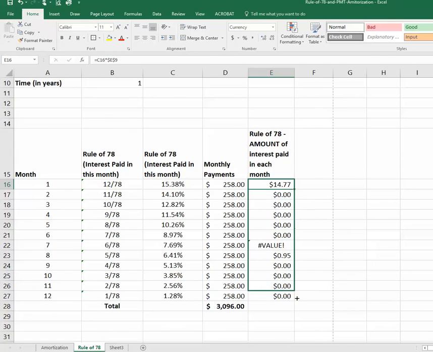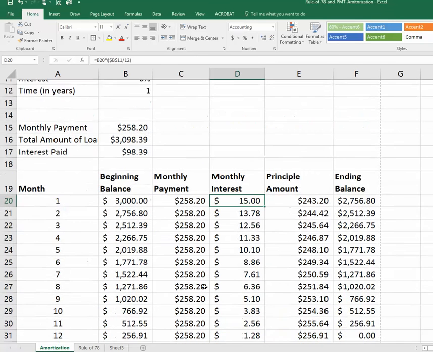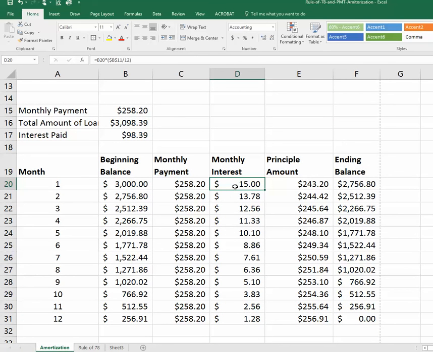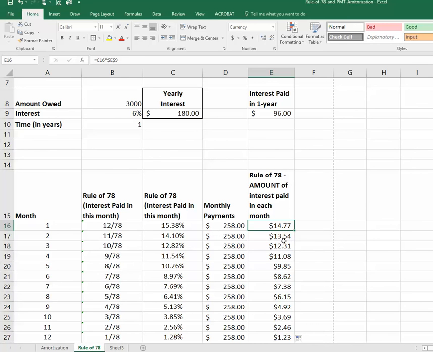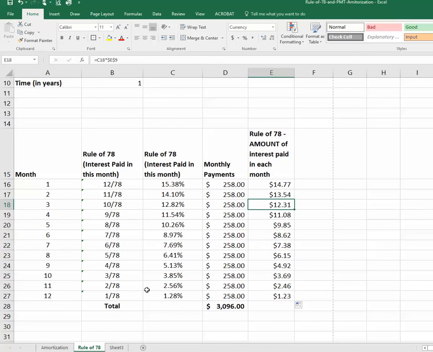So using the rule of 78, what we can find out is that the first month we paid 12 78ths times the interest paid, and that gives us the dollar amount. Does that make sense? It's kind of a way to estimate it, and when you look at it, $14.77 is pretty close to the constant monthly payment and constant interest rate calculation, which gave $13.78. And what do we say here? $13.78 to $13.54. That's not too bad. $12.31 to $12.56.